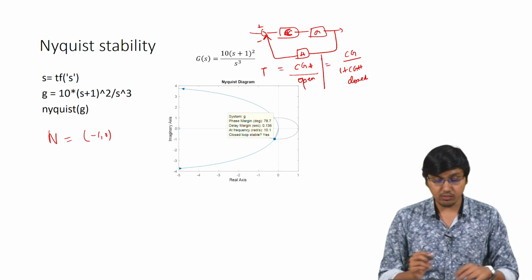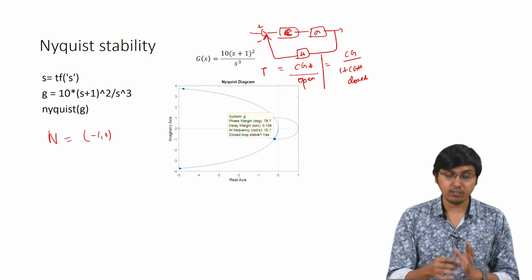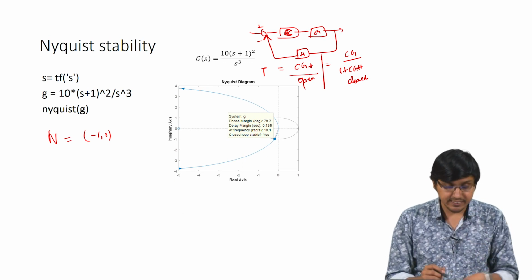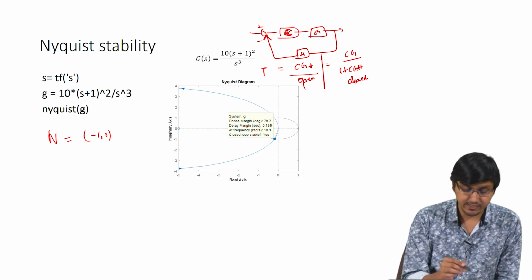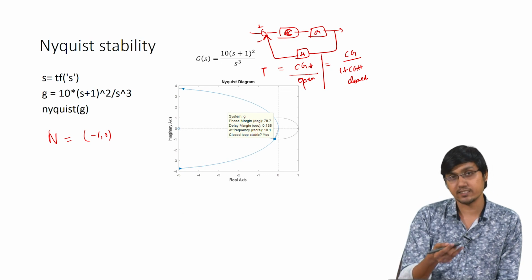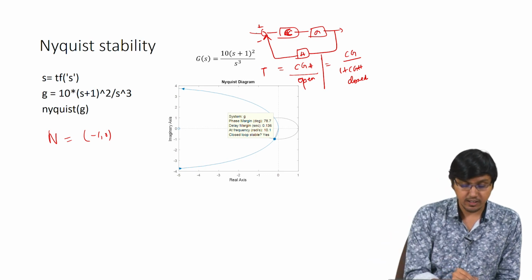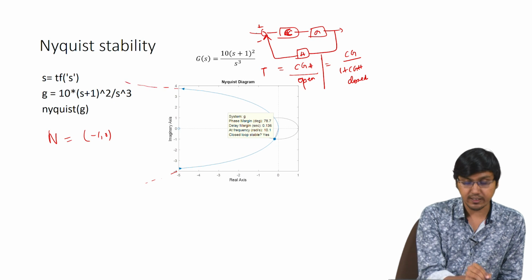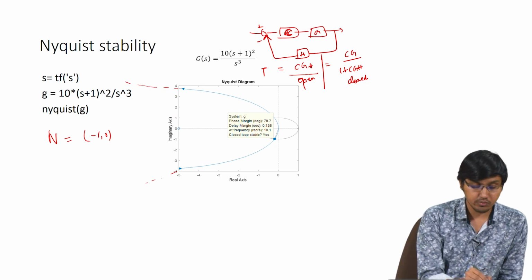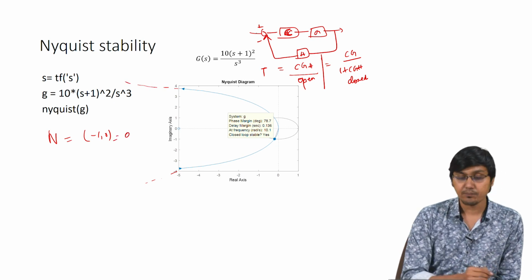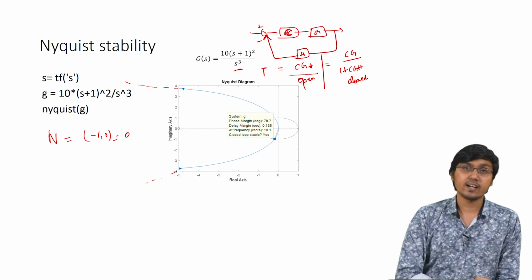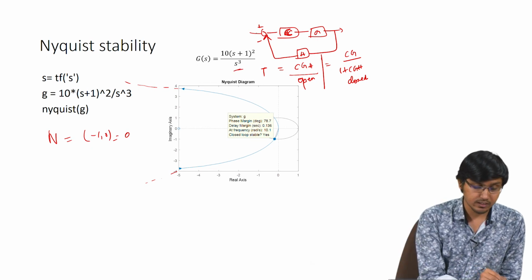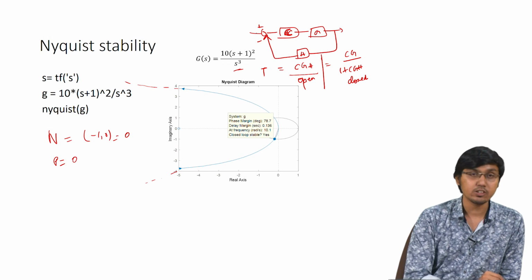Now, coming back to our question, the number of clockwise encirclements: clearly this is not encircling anything. It is not a circle at all, it is just going like this and like this. So definitely the number of clockwise encirclements is 0, and the number of poles on the right hand side of the S plane, P, is also 0.